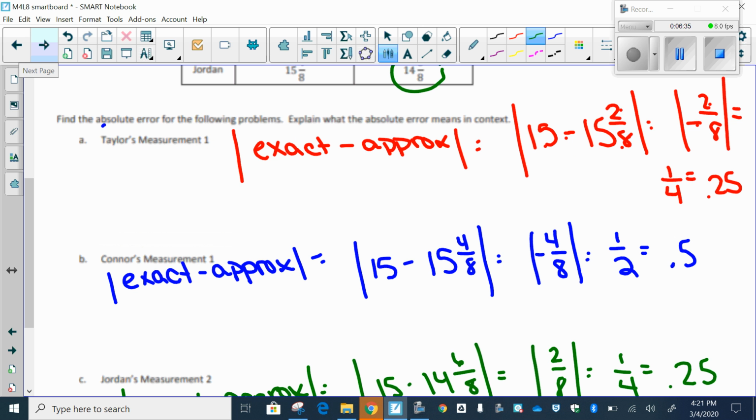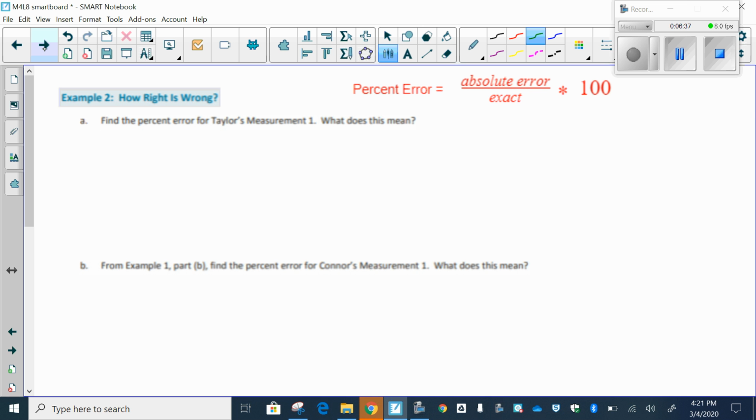Okay. So we have another formula for you. Percent error. The absolute error, which is what we were just calculating, divided by the exact. And remember, the exact is part of our absolute error. It's what we started with, or what it should be, right? What it actually is. So the absolute error, how much you're off by, divided by what is really going on, and then you multiply it by 100 to get the percent.